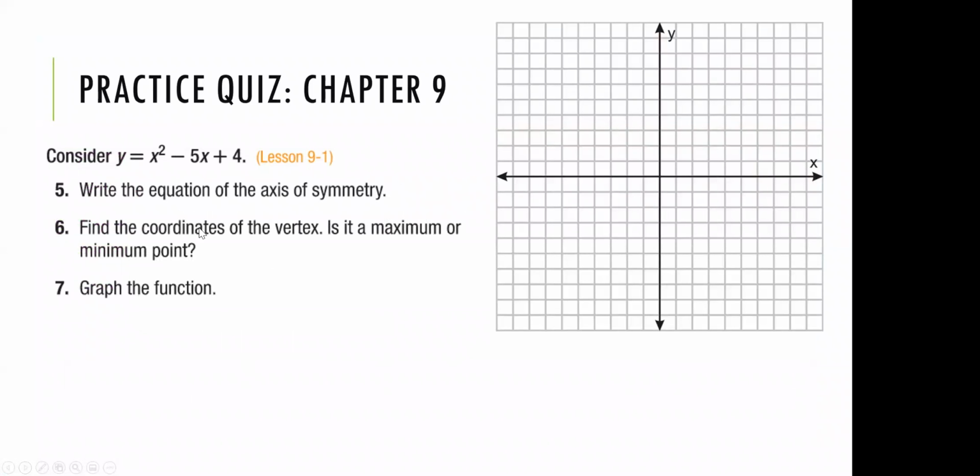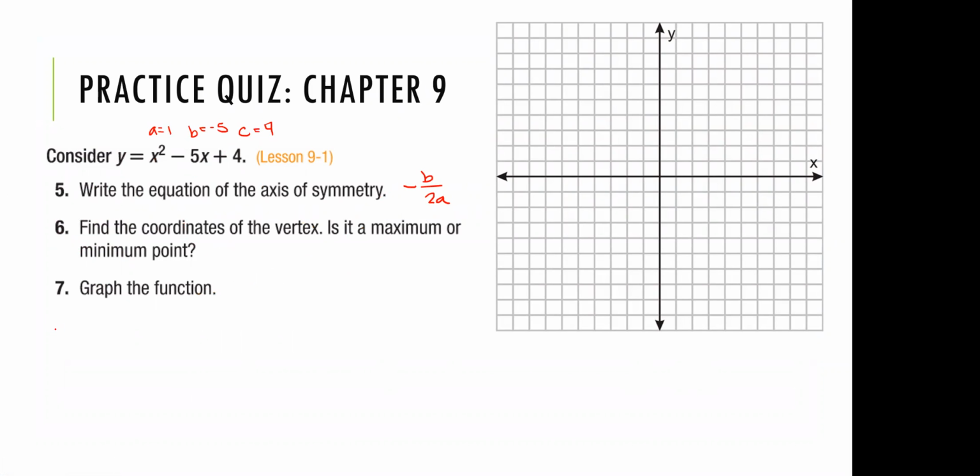It says first we have to write the equation of the axis of symmetry. So remember that equation is negative b over 2a. So here, if it's written in standard form, a is equal to 1, b is equal to -5, and c is equal to 4, okay?